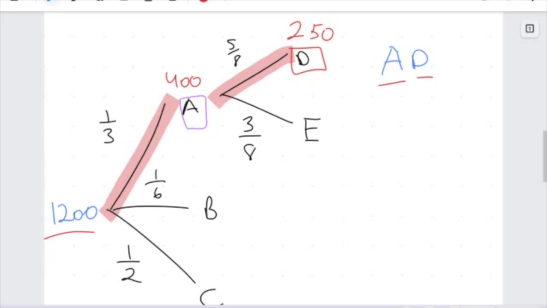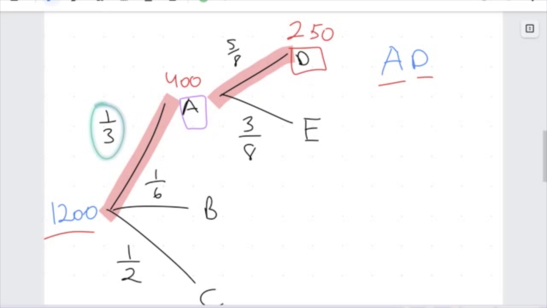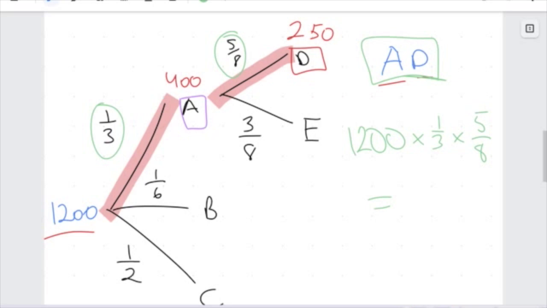Now, I did this by finding what a third of 1,200 was, and then 5/8 of that number. But a simpler way I could have done that was I could have just taken 1,200 and then applied this route AD right off the bat. So I could have multiplied this by 1/3 and then by 5/8 all together. And if you pop this in your calculator, you will see that this ends up equaling 250.